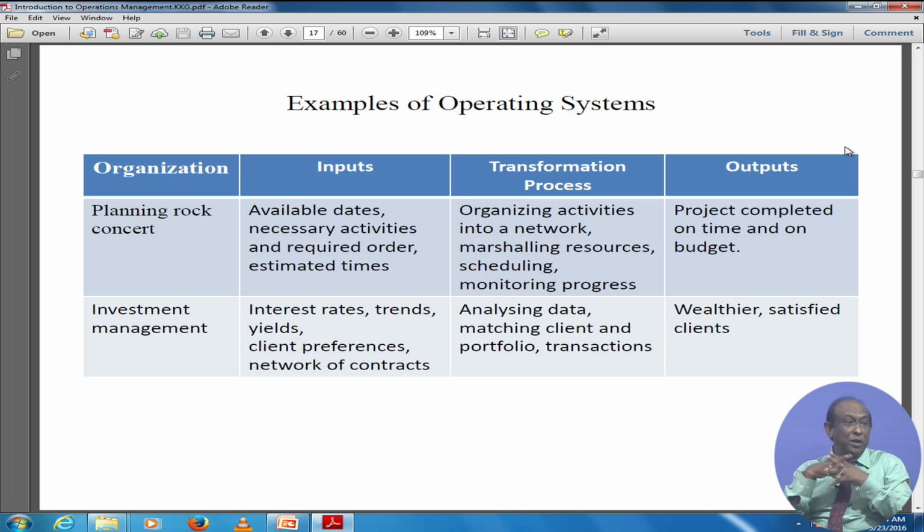Other examples of operating systems: say, investment management. What are the inputs? Interest rates, trends, yields, client preferences, network of contracts. The analysts analyze the data, and match the clients and portfolio transactions. These are all the transformation process, and at the end you get wealthier, satisfied clients.